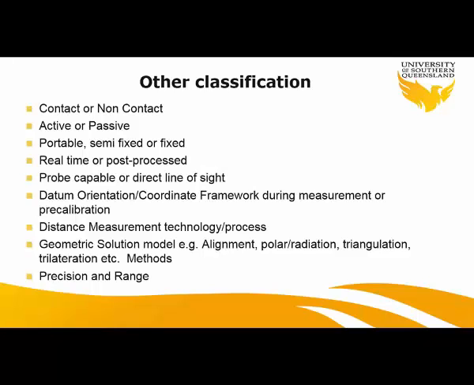We also have real-time and post-process. Again, real-time is obvious from the name. We get the measurement in real-time. Post-process can be like photogrammetry, where you process the images later. We also have probe and direct line of sight. Direct line of sight is where you can measure the target directly.